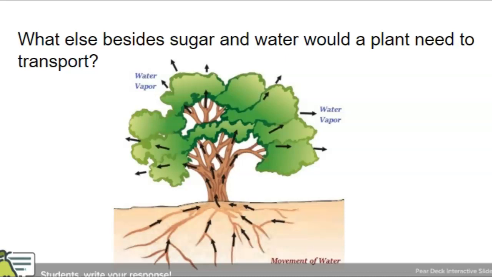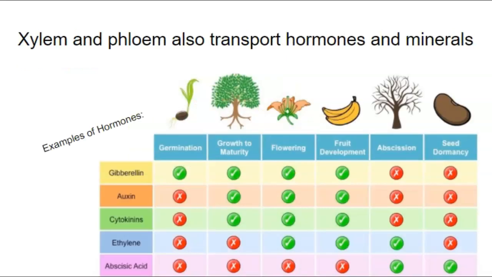So, besides sugar and water, what else do plants transport? I know we talked about some other things, but I'm just reiterating here. If we take a look, xylem and phloem can transport hormones and minerals. These are some examples of hormones, okay? Some hormones help seeds germinate. Some help plants grow, help them flower, develop fruit, make seeds go dormant. So that's what hormones in plants do.